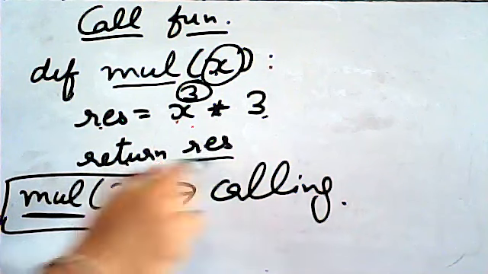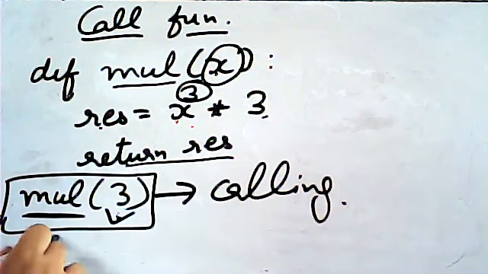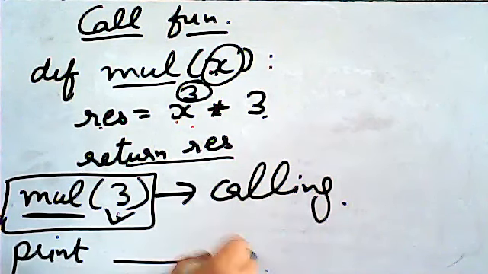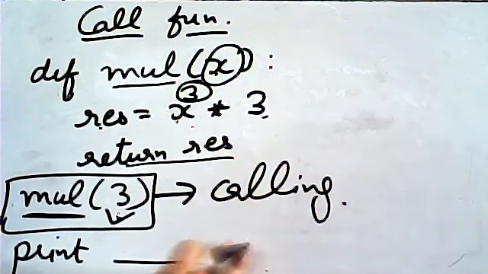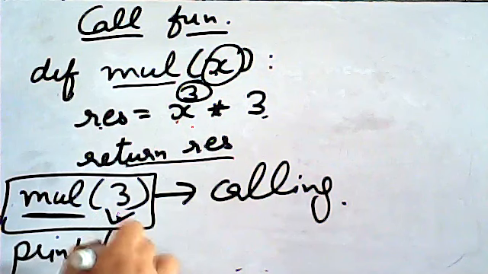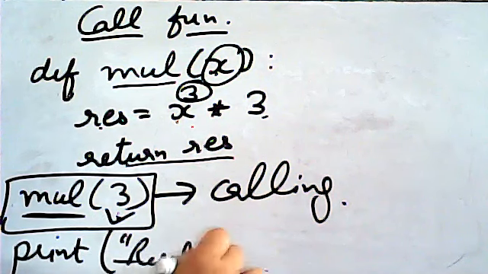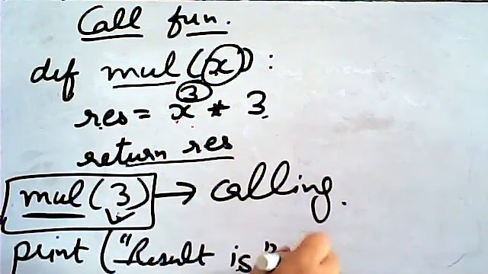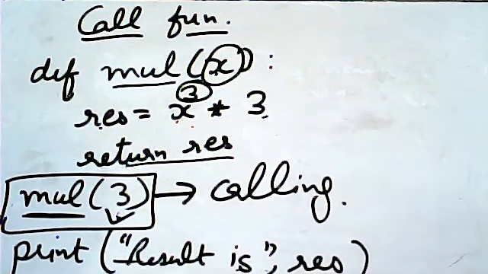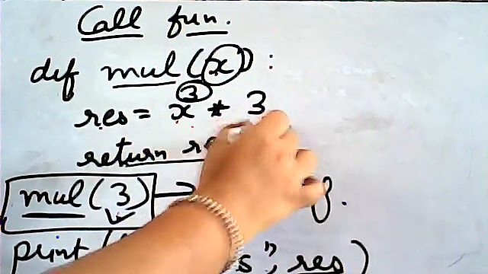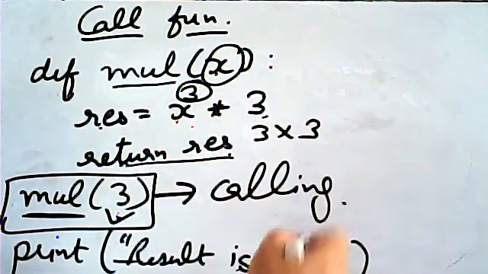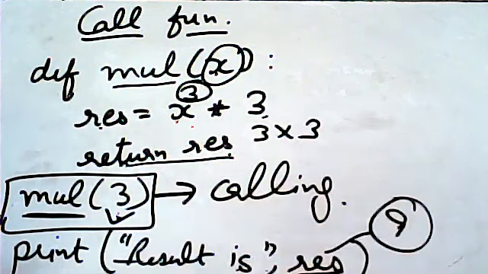So return res. If I write print, after that I write the print statement also. If I write print, so in that print, what will you print? res, okay, I write print result is res. So here what is res? What went into res here? 3 multiplied by 3. So here the answer comes 9.